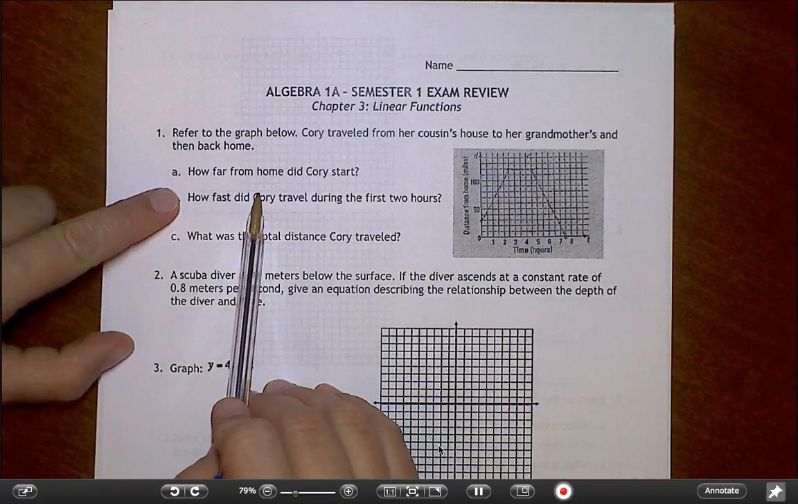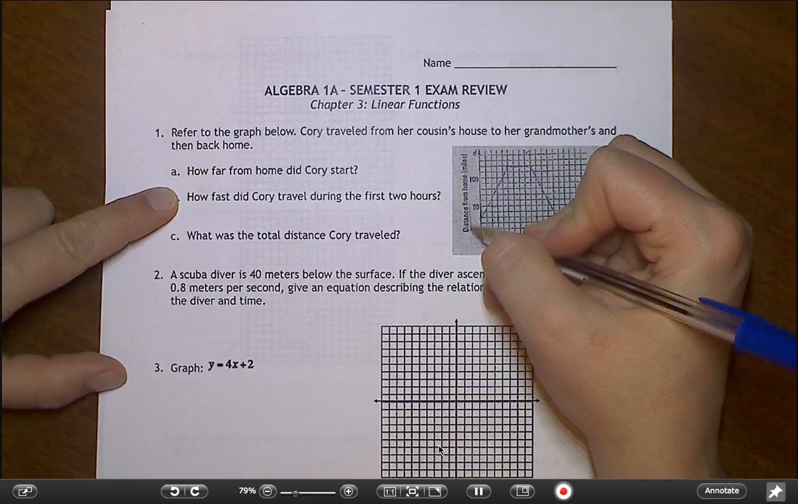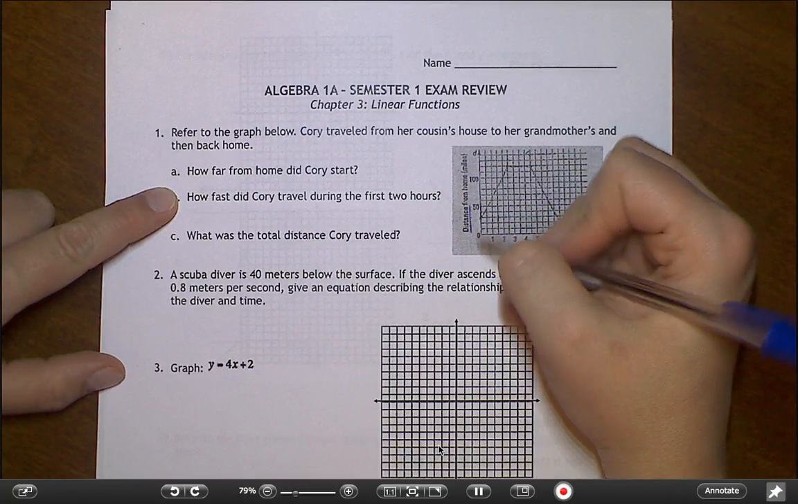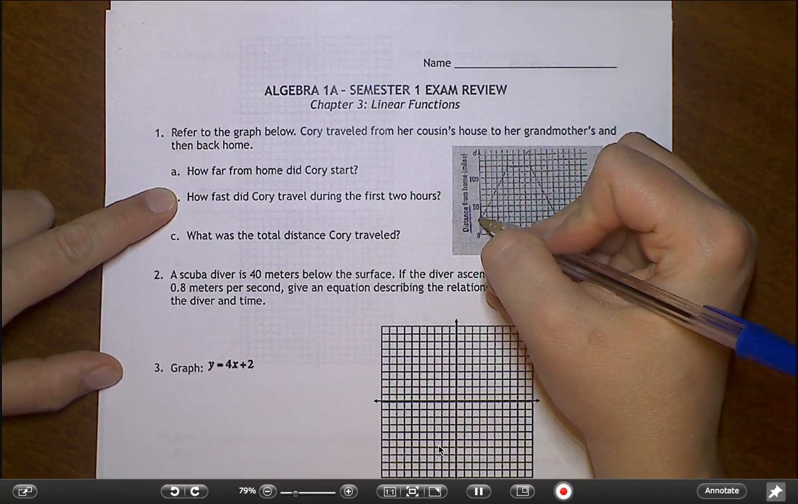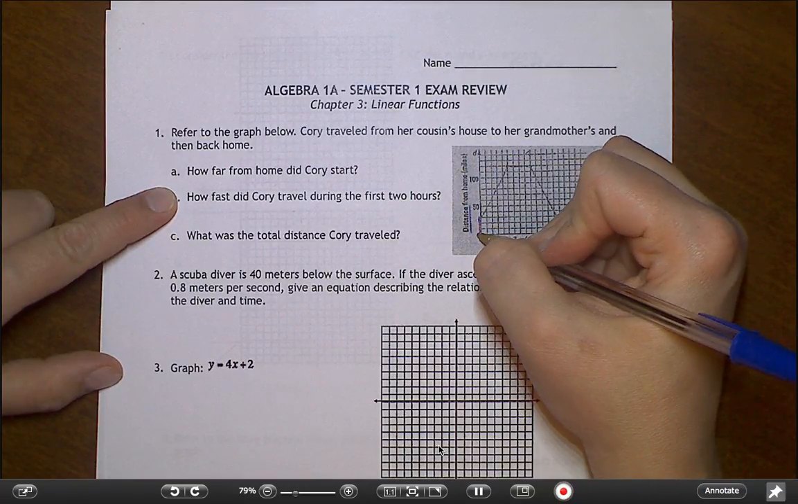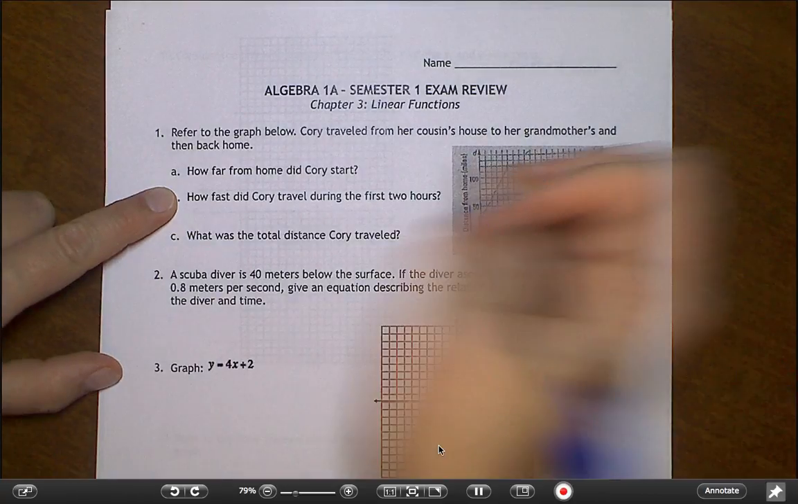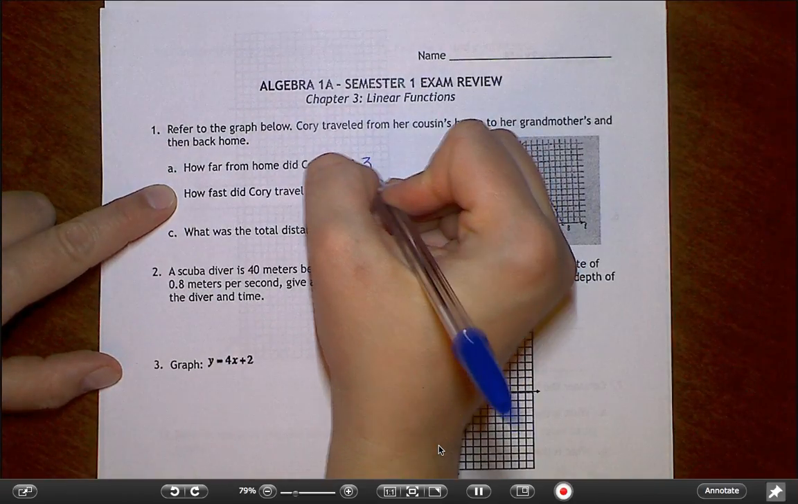So how far from home did Corey start? Any questions that are asking how far are looking for a distance, so I'm looking along the y-axis. How far from home would be represented by this distance here, because the 0 represents home. This looks like it's counting by 10, so I would say that's 30 miles from home.